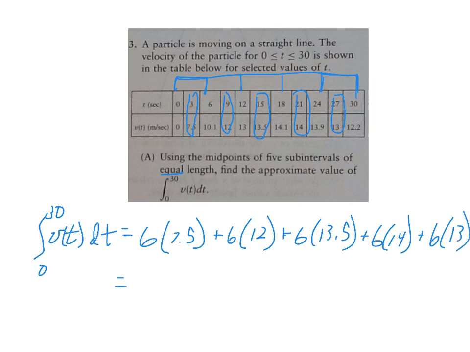All right, so this just becomes a calculator question, so I'm going to keep my timing here, but I am going to punch this into my calculator. 6 times 7.5, 6 times 12, 6 times 13.5, 6 times 14, plus 6 times 13. And I got 360. Let's use appropriate units. That is going to be meters.